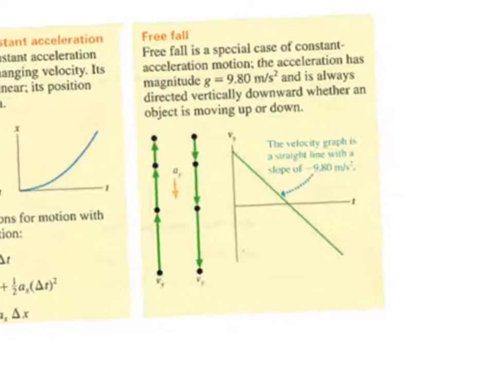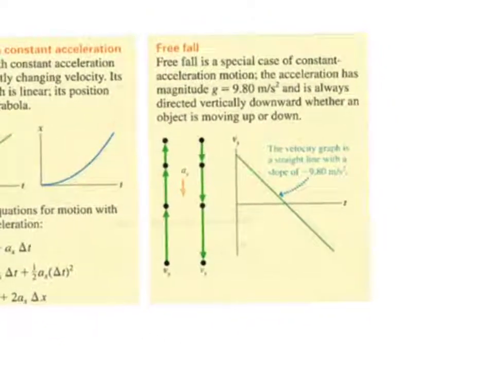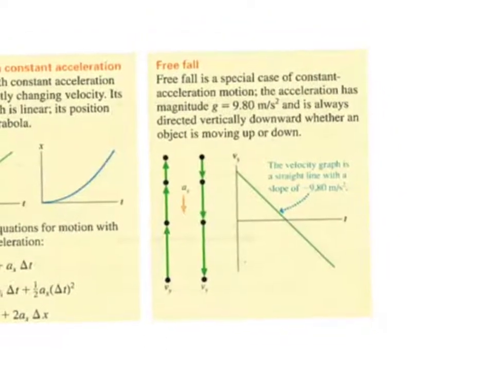So in free fall, all you have acting on the ball is the acceleration due to gravity. And in our case, we're going to use 10 meters per second squared. So we know that gravity is pulling on this ball the whole time toward the Earth.